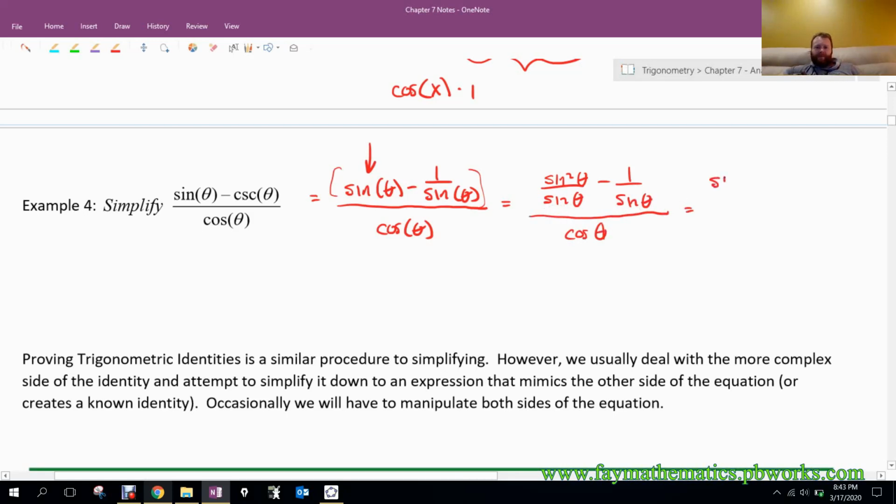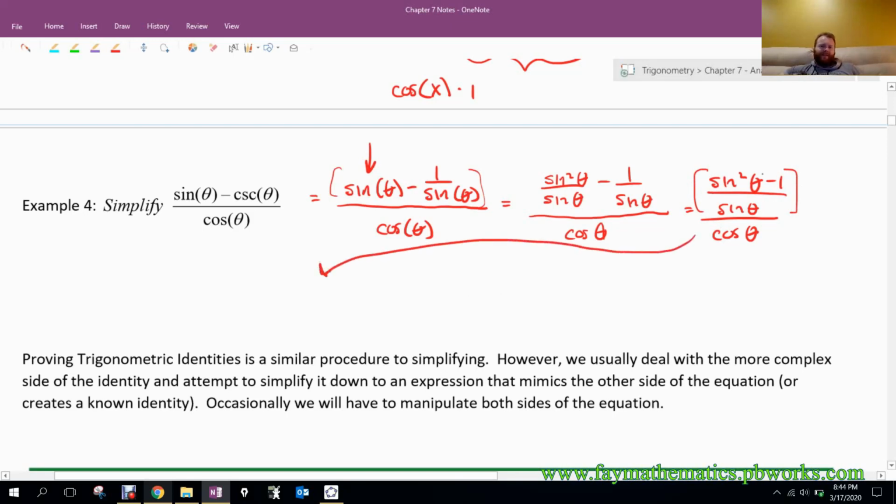Now I can combine. I can go sine squared theta minus 1 over sine theta, all over cosine theta. Okay? So I just merged it into one fraction.